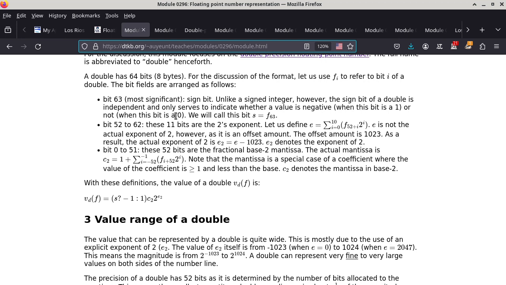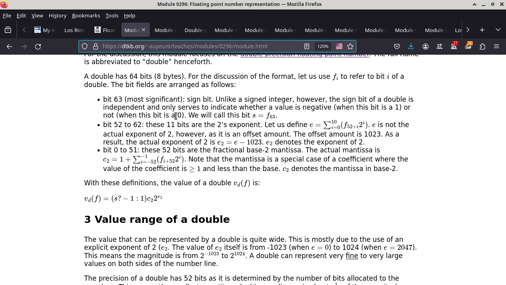C2 is the coefficient, and the exponent is this portion. So the exponent is E2. This is E without the 2, okay? So this E is a sigma notation where I goes from 0 to 10, so there are 11 bits. We use bit 52 plus I times 2 to the power of I and do a summation where I goes from 0 to 10. That becomes an unsigned 11-bit number. After that, we subtract the bias amount, which is 1023, from E. That becomes E2, and E2 is the actual exponent that we use as the power of 2. Okay, so that becomes the magnitude portion of a floating point number.